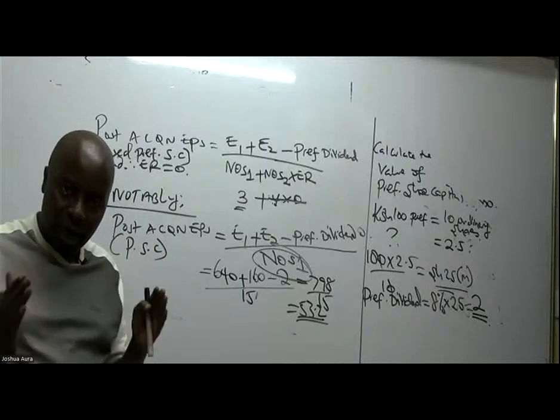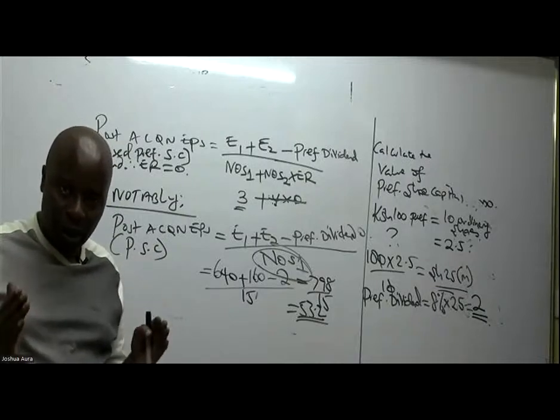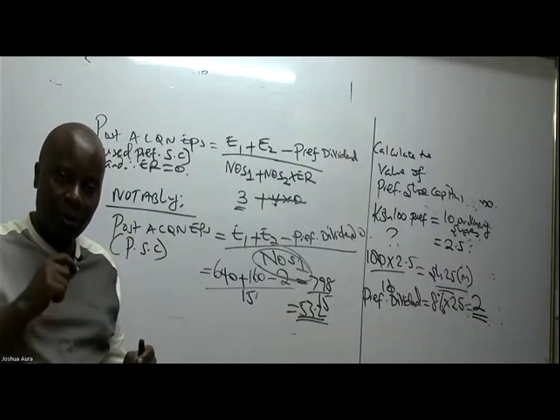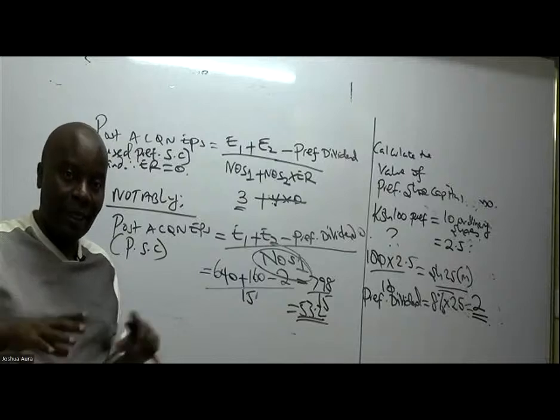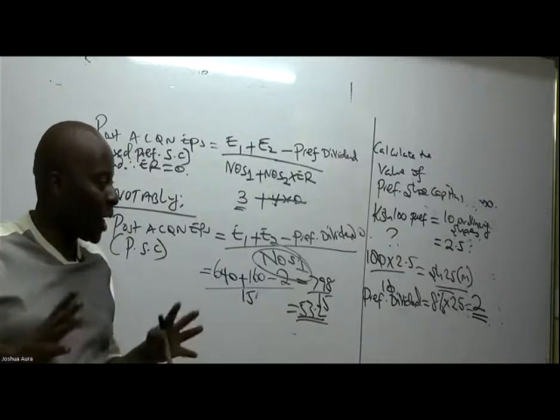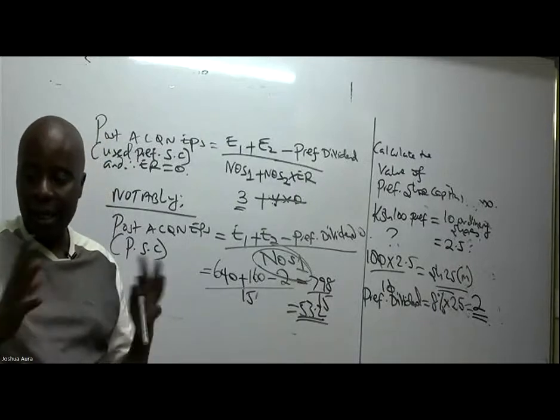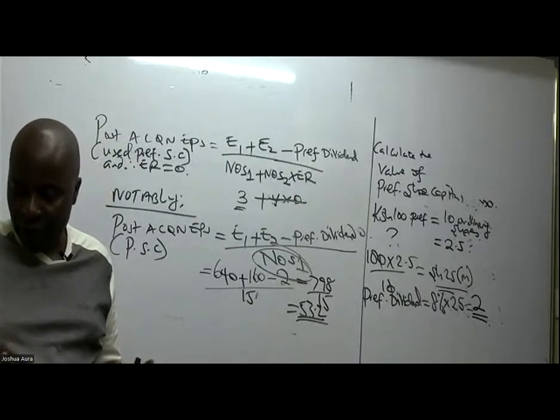This is the post-acquisition EPS, post-merger earnings per share. Whenever we have a preference share capital, always remember to subtract the preference dividend. Always remember that in the denominator, we shall only account for the number of shares of the first company.